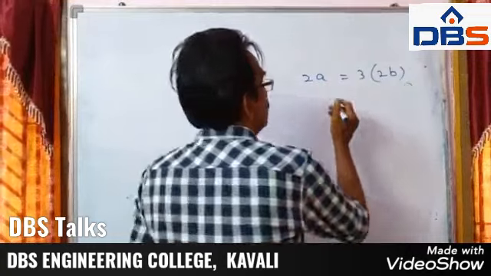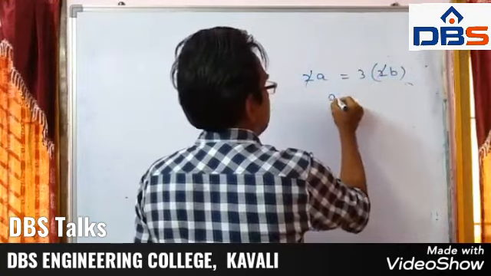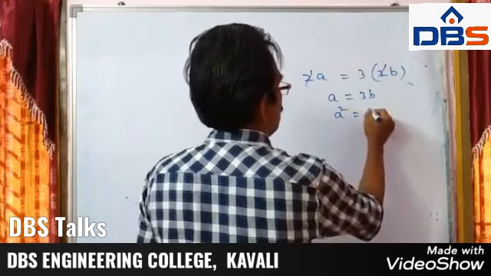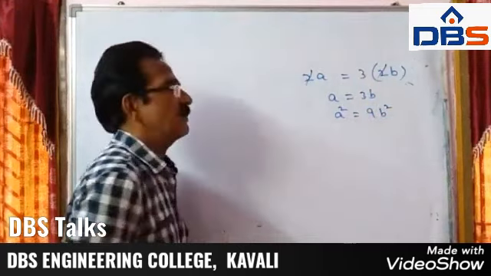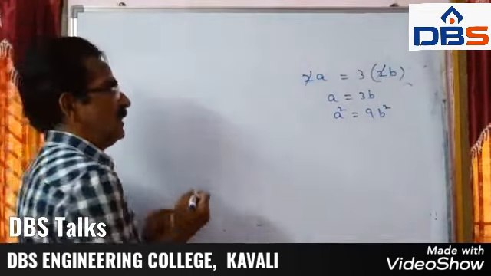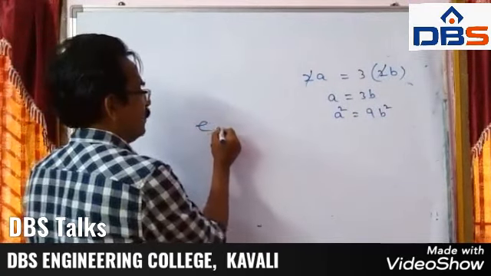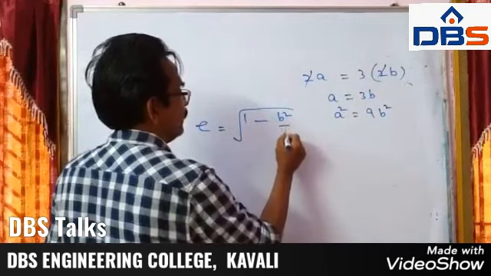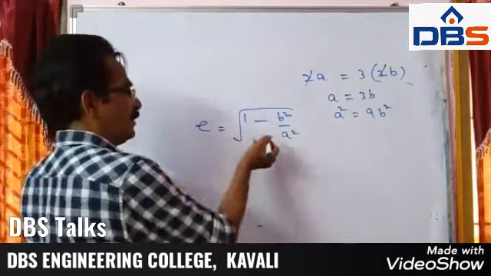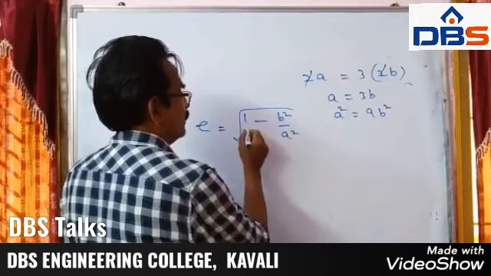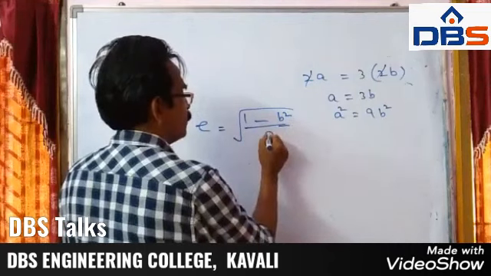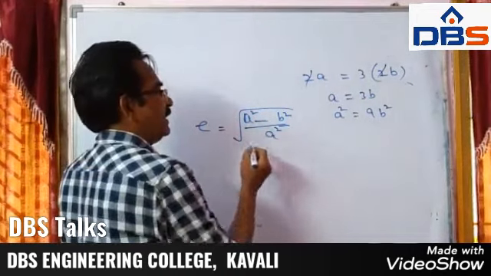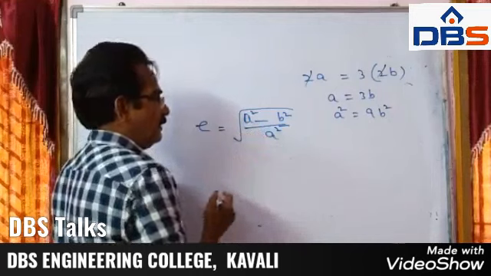That is an easy thing, you know. So 2 gets cancelled: a = 3b, and a² = 9b². The eccentricity formula, you know, friends, is √(1 - b²/a²), or you can also write it as √((a² - b²)/a²). This is the eccentricity of the ellipse.